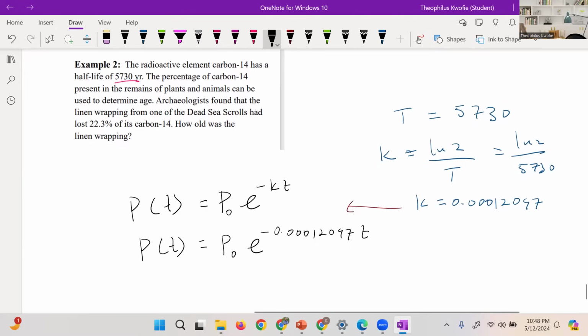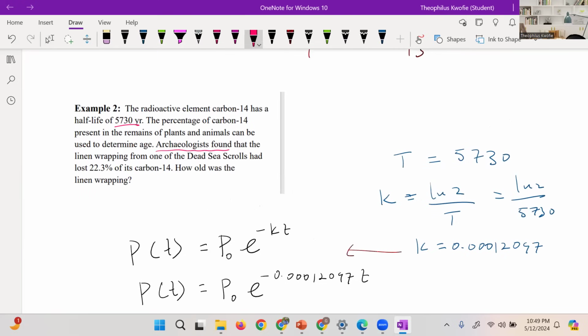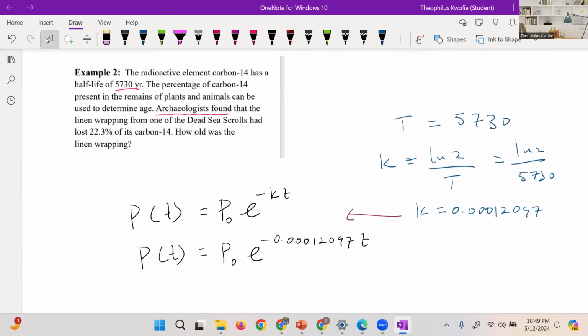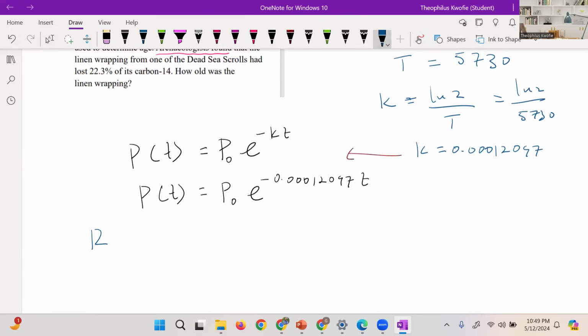But then remember that the question went further to say, let me underline this, that the archaeologists found that the linen wrapping from one of the Dead Sea Scrolls had lost about 22.3% of its carbon 14. Okay, has lost that. So we have to find the remaining part of the carbon 14. If this is lost, that means we have to find the remaining part, right? So I will say the remaining percentage of carbon-14.